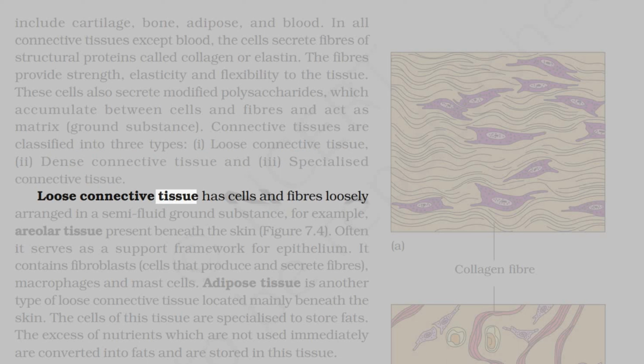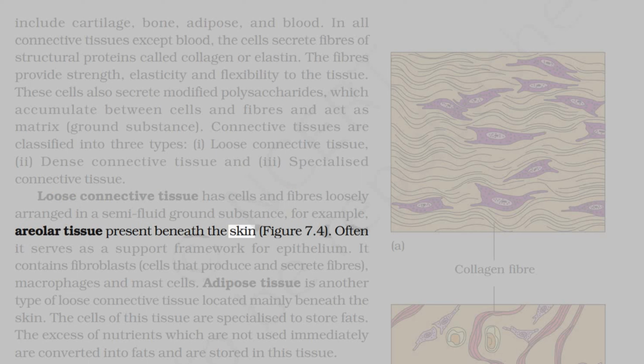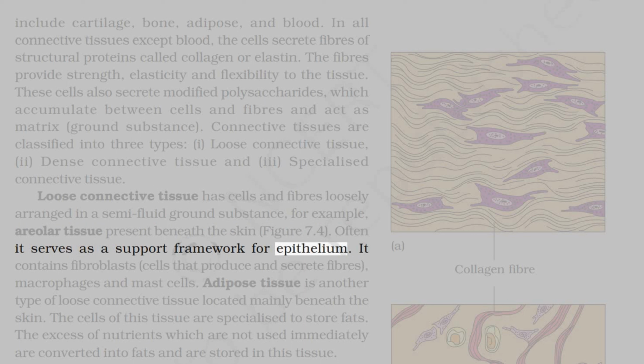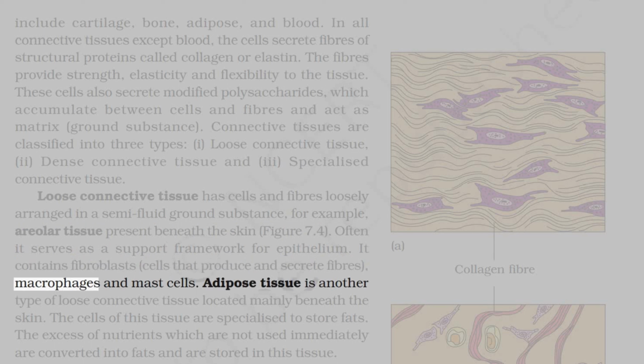Loose connective tissue has cells and fibers loosely arranged in a semi-fluid ground substance, for example, areolar tissue present beneath the skin, figure 7.4. Often it serves as a support framework for epithelium. It contains fibroblasts, cells that produce and secrete fibers, macrophages and mast cells.